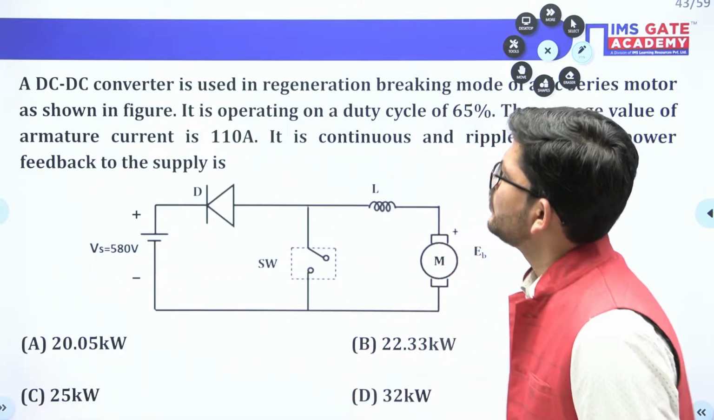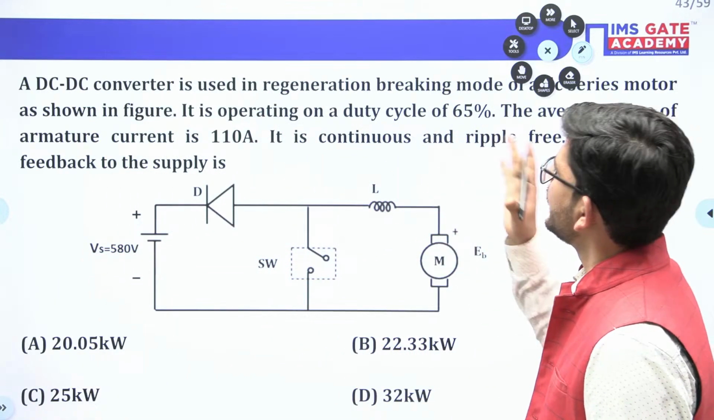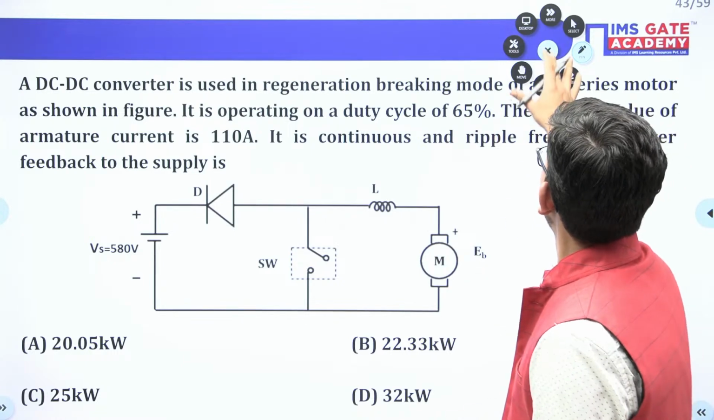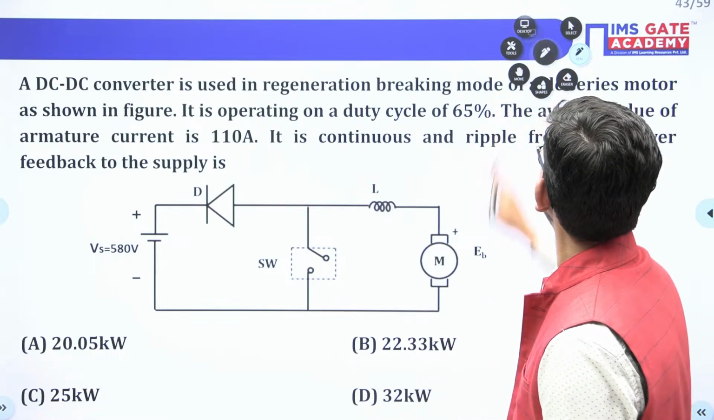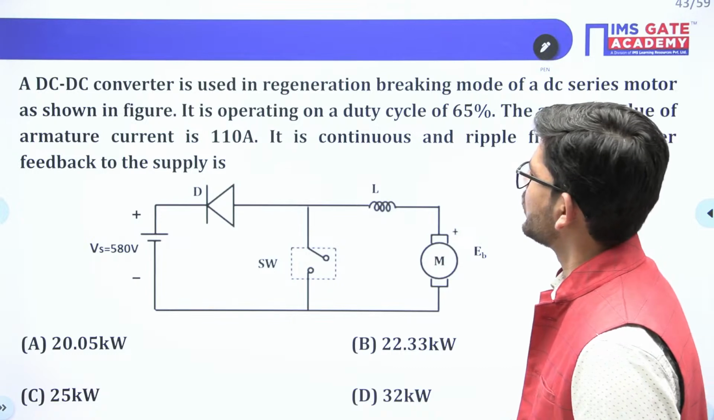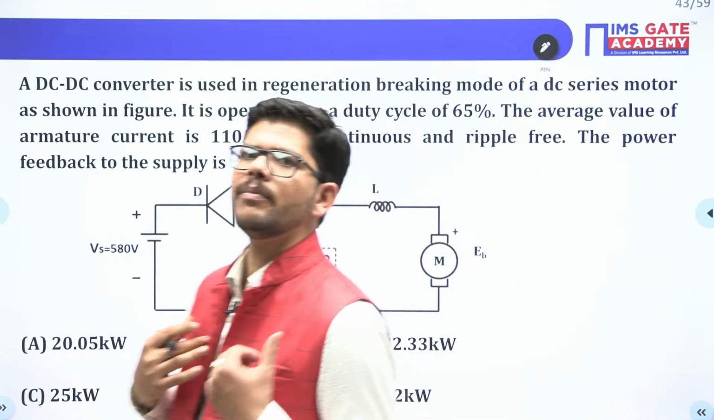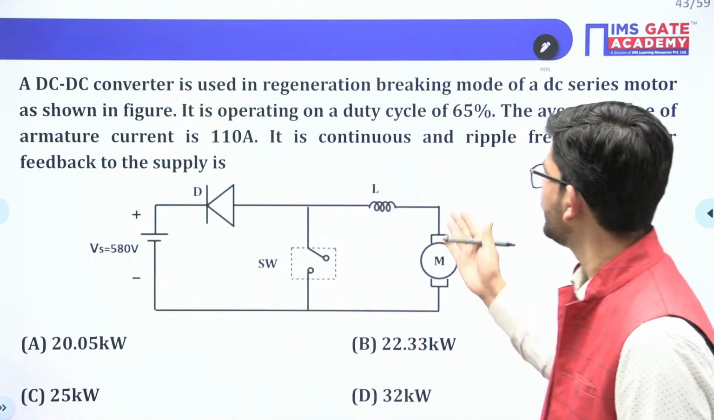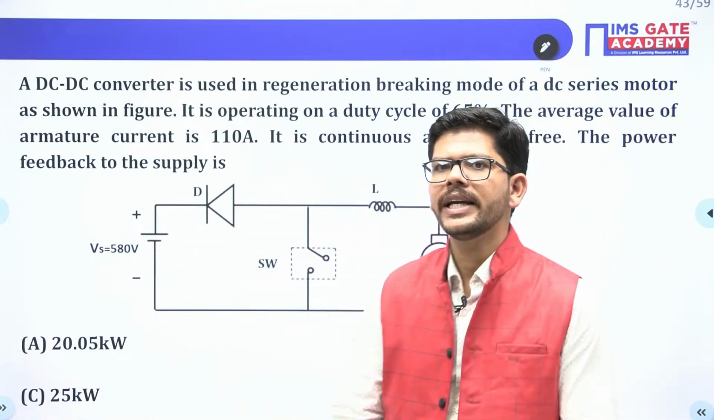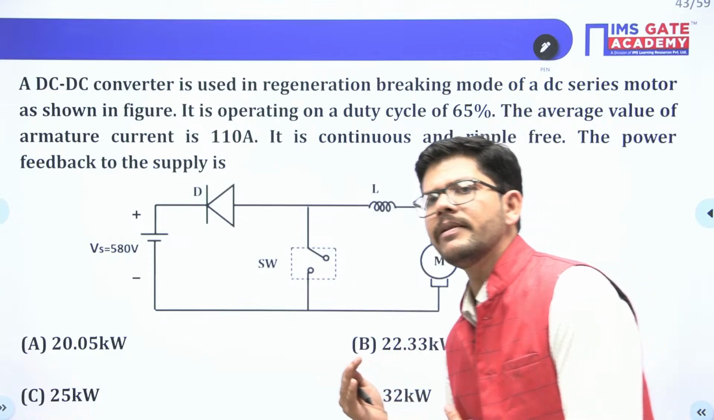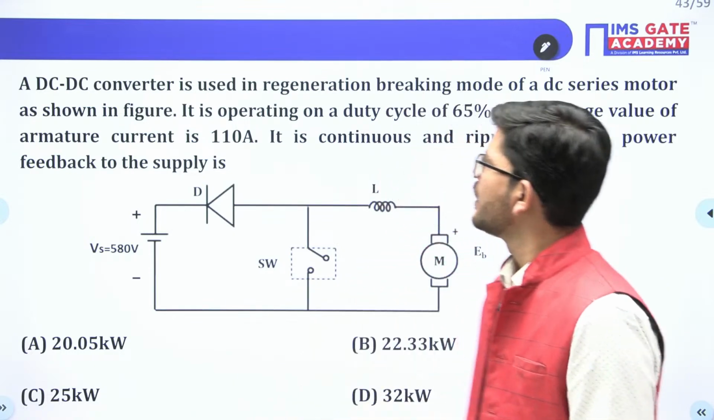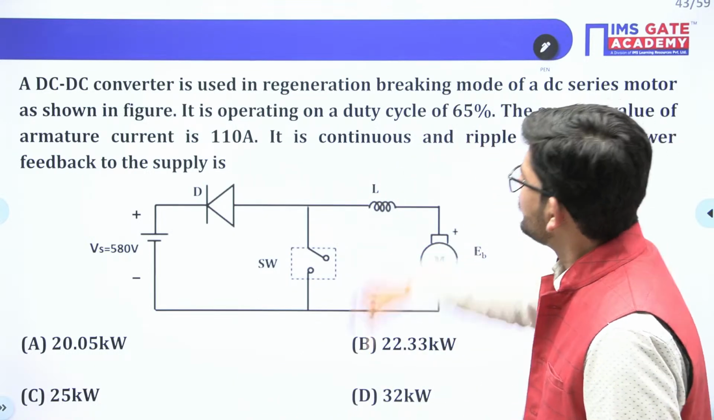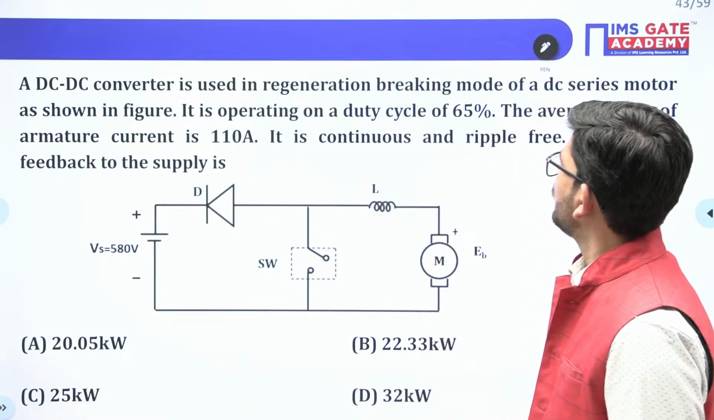A DC to DC converter is used in regenerative braking mode of a DC series motor. So the motor is being used in regenerative mode, meaning instead of a motor it is acting like a generator. It will be delivering current to the converter, not taking power from the converter. It is operating on a duty cycle of 65%.